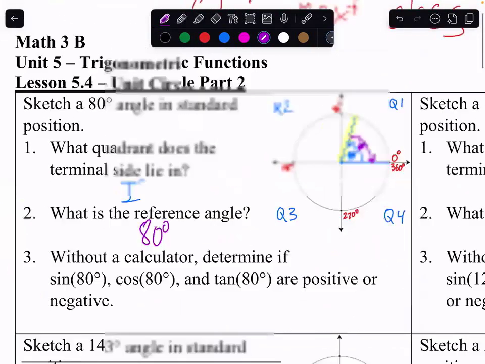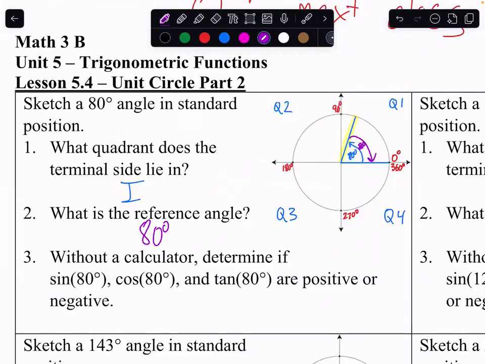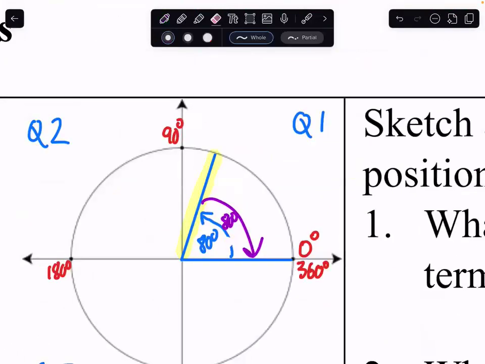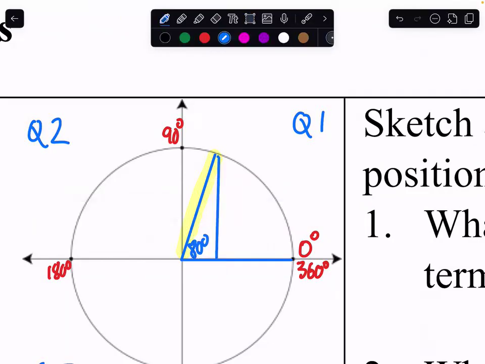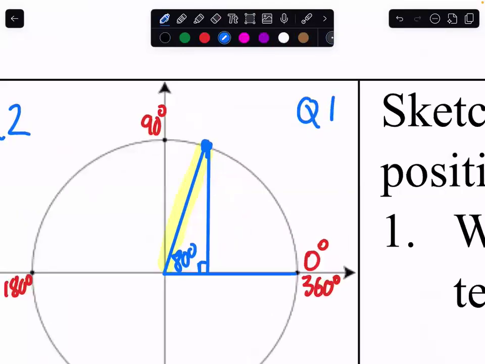Then I ask you, without a calculator, determine if sine of 80 degrees, cosine of 80 degrees, and tangent of 80 degrees are positive or negative. How do you do that without a calculator? Wherever this hits, we know that the right triangle will be formed by going straight down. Sorry, let me move the 80 a little bit. So it hits somewhere over here.